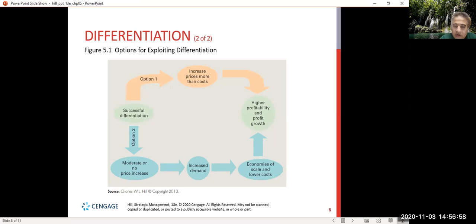And the second option is a moderate or no price increase, that increases the demand, people will buy more product, and that will achieve economies of scale और lower cost हो जाए और उससे higher profitability और higher growth की तरफ कंपनी चली जाए.